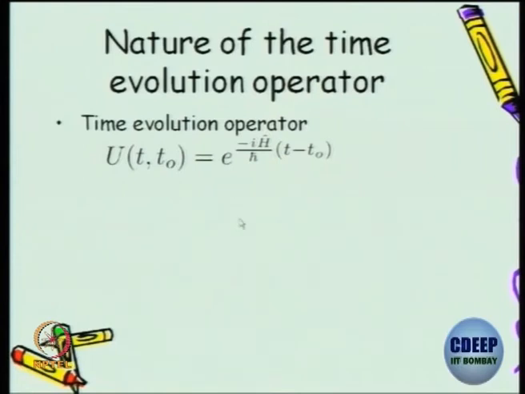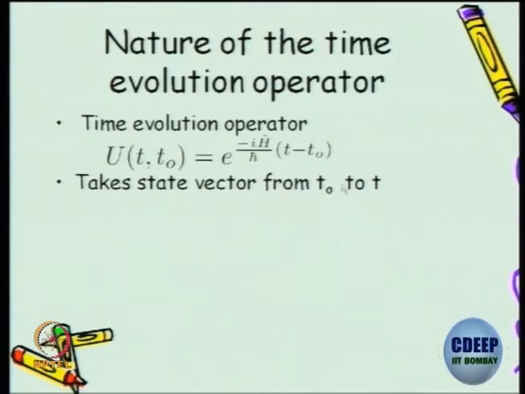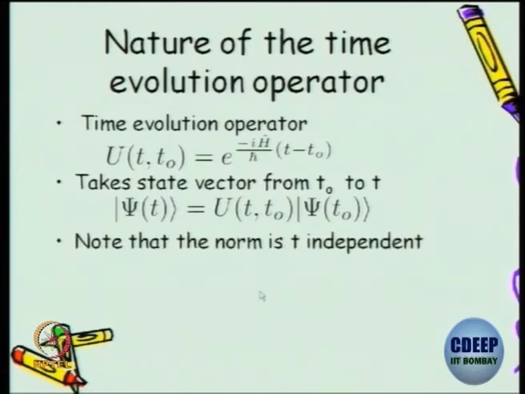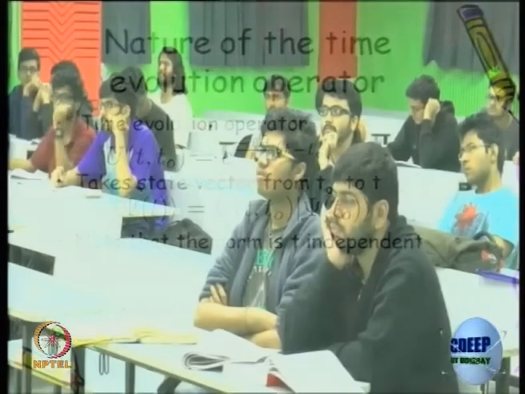So, the nature of the time evolution operator, as I was saying, the time evolution operator is denoted by the letter U, takes a state vector from t naught to t, and you can write psi of t formally as U of t comma t naught and psi of t naught. Why is the norm time independent? Suppose you take the states to be a stationary state, suppose.